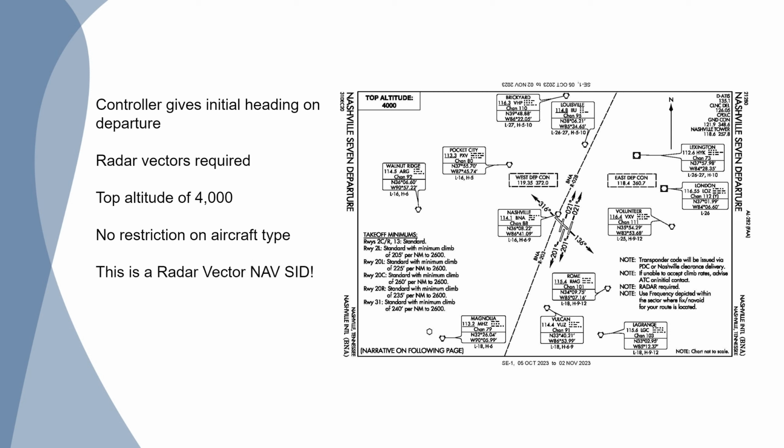This is a radar vector nav SID. You can anticipate that you're going to get a VOR put into your flight plan if there's not one already in it, whether it be the Nashville VOR, Pocket City, Walnut Ridge, Volunteer. One of these VORs will be inserted into your route as your initial waypoint.